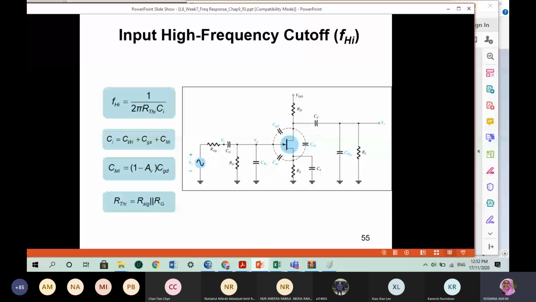So the input frequency, similarly, FHI is equal to 1 over 2 pi RTHI CI, where CI is CWI plus CGS plus CMI, and CMI is 1 minus the gain times CGD. CGD will be this one at the input side, CMI. And RTHI is RG parallel with Rsig.